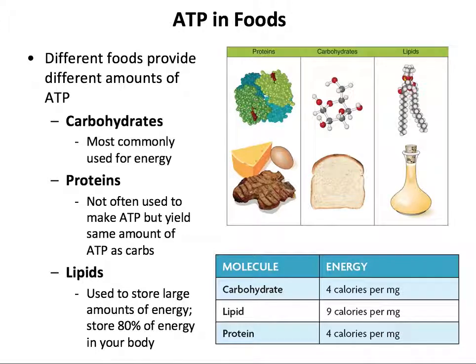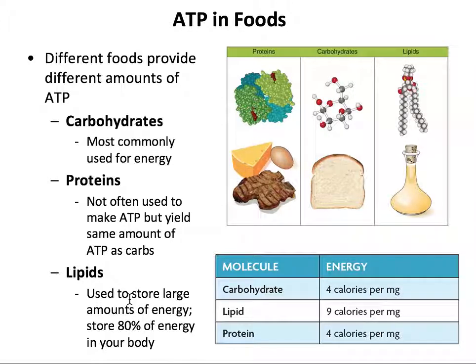So ATP in foods. Different food types provide different amounts of ATP. Carbohydrates are the ones that are most commonly used for energy, and they include things like bread, cereal, rice, pasta. This is the carbohydrate category right here. Proteins like meat and eggs can also be used to make ATP, but they usually aren't used to make ATP. They're used to do other things, which we're going to learn about. But when they are used for ATP, they give you about the same amount of energy as carbs do.